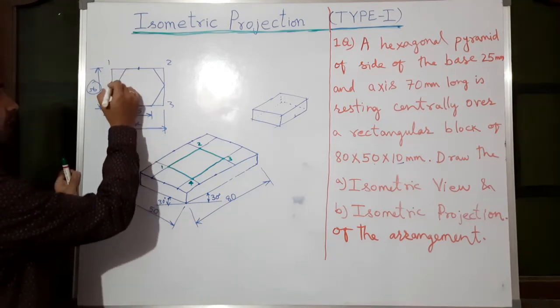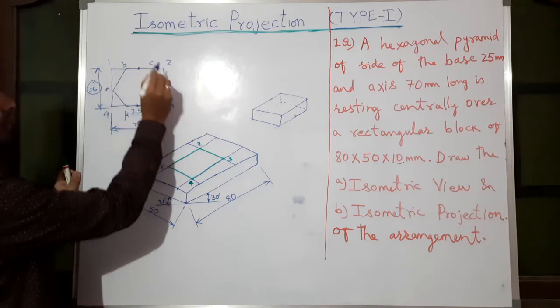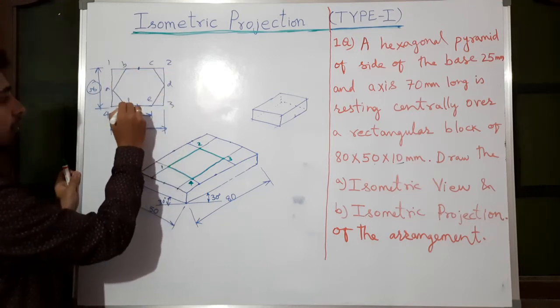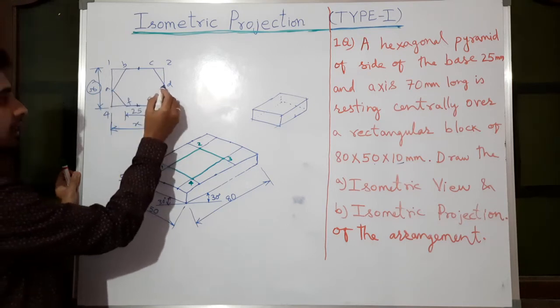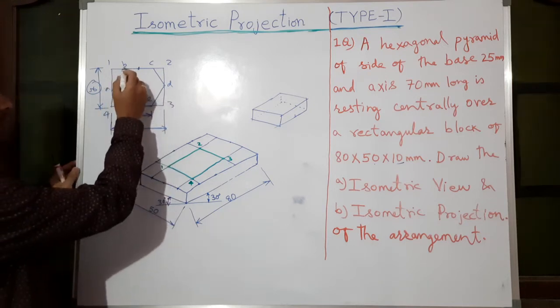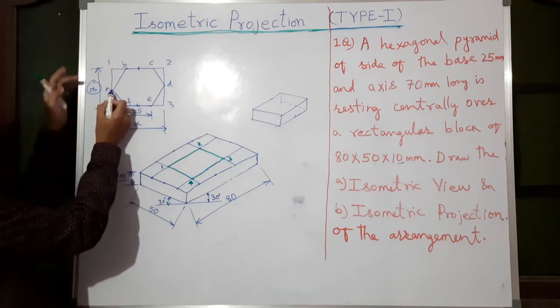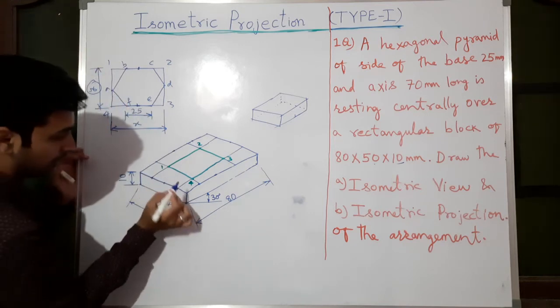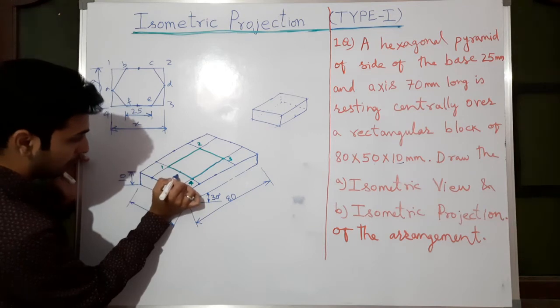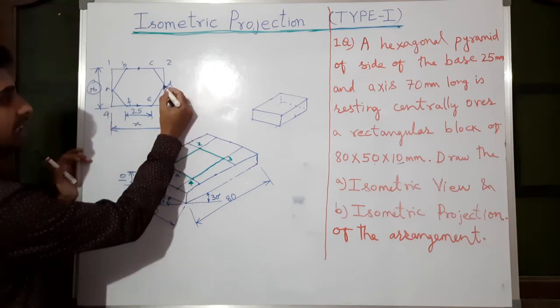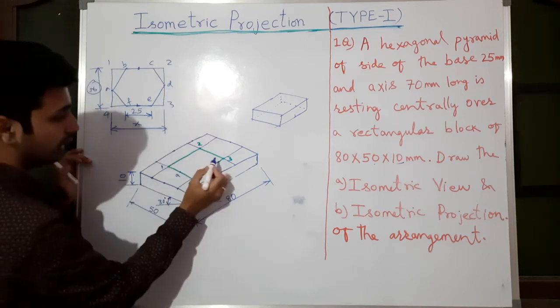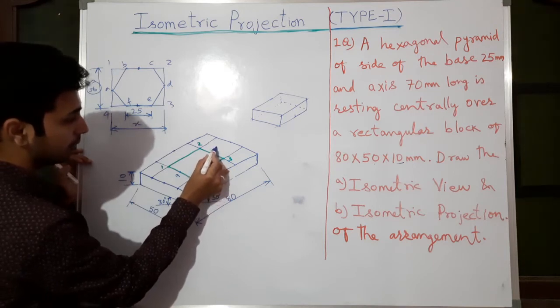So assume the hexagon has A, B, C, D, E and F. A and D, any number you can put. A from here also you can start, that's not the issue. A is the midpoint of 1 and 4. So between 1 and 4, somewhere here you will be getting letter A. Similarly D is the midpoint of 2 and 3. So here you will be getting D.